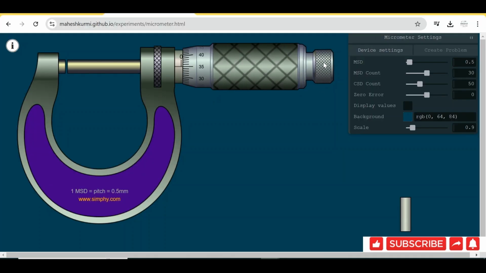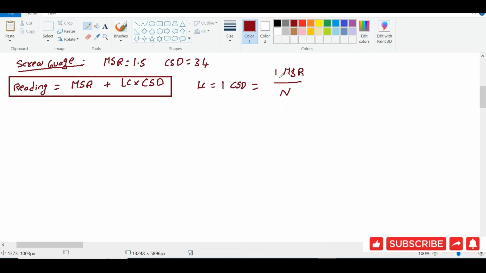Total how many divisions are there? 50 there. 50 rotations I made for getting one main scale reading. That gives you one circular scale division. Both are the same actually. If it is given, use it. If it is not given, then main scale reading divided by number of circular scale divisions. What is n here? N is the total number of circular scale divisions. Check how many are given. This one main scale reading we call the pitch.